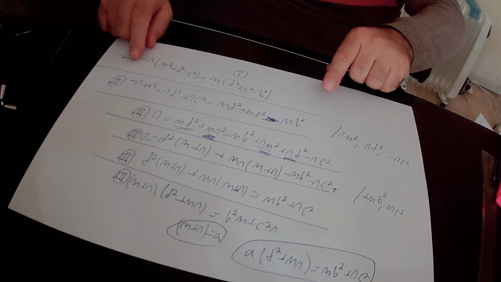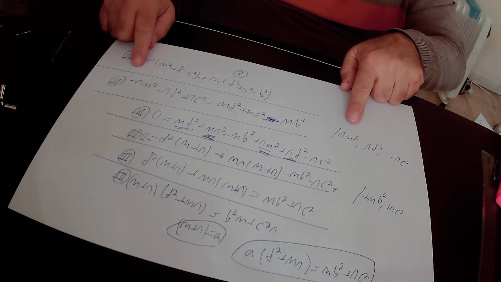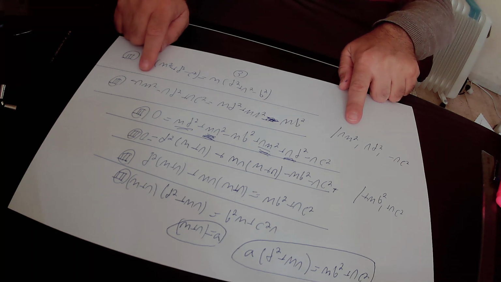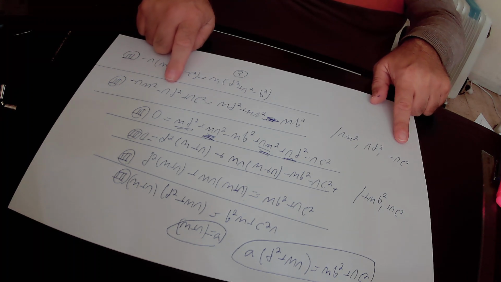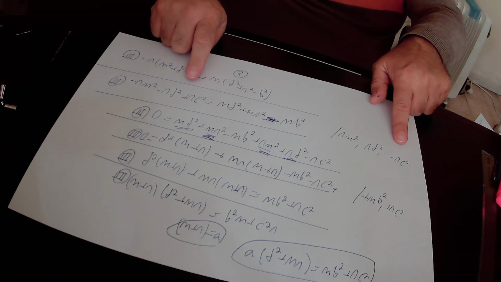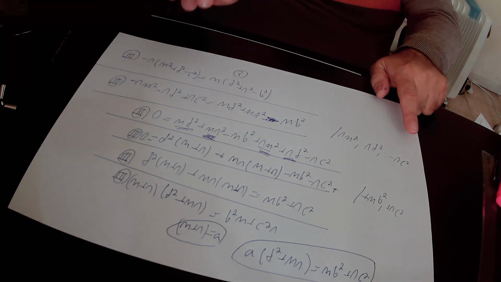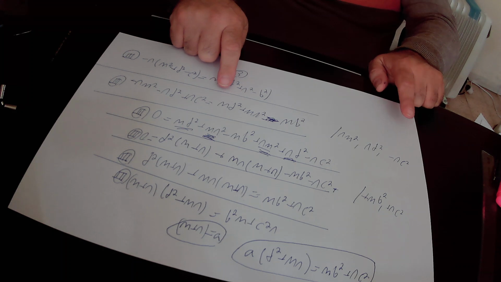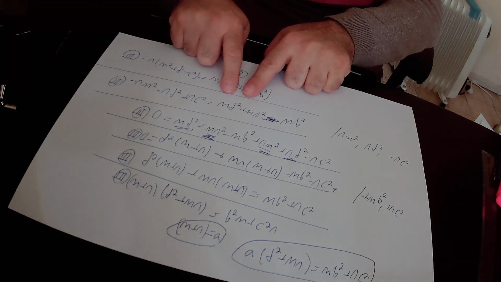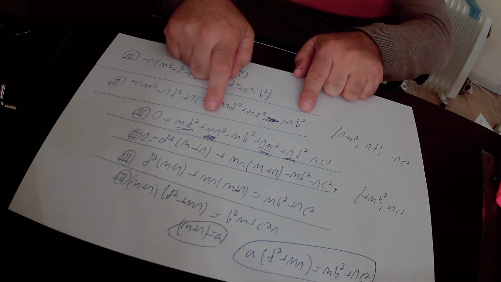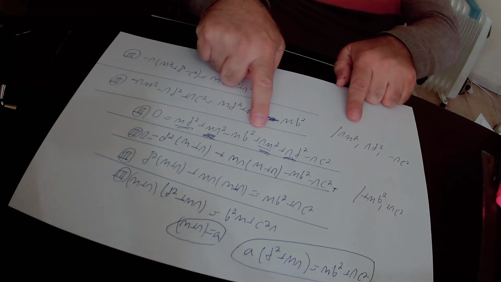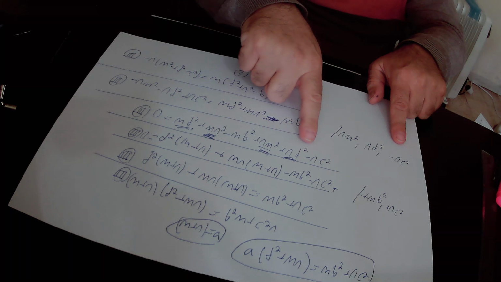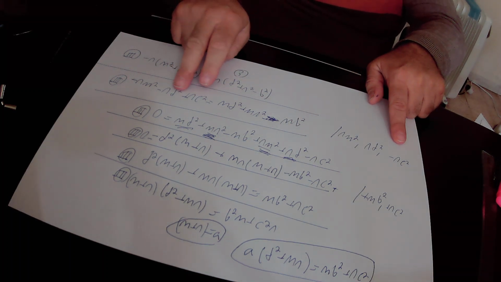So here we added to this equation nm squared. Nm squared minus nm squared is 0. We added also nd squared, so nd squared minus nd squared is 0. We subtracted from this equation number 3 nc squared. So nc squared minus nc squared is 0. So on this side of the equation we are left with 0, nothing. On the other side of the equation we already have md squared plus mn squared minus mb squared, and we have to add to this equation nm squared plus nd squared, and we have to subtract from it nc squared. So we got this expression.